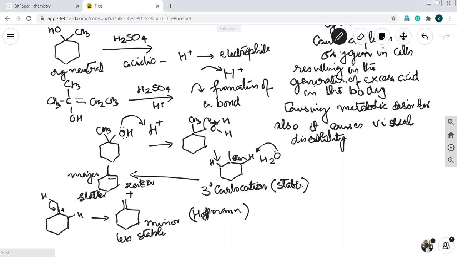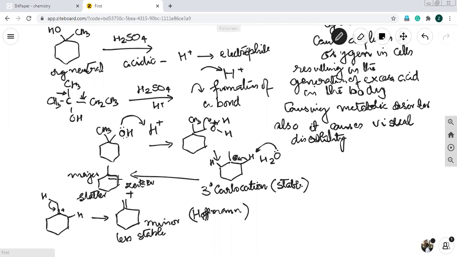You can form the double bond either here at this point, or you can form the double bond here at this point. The formation of the double bond here is the Zaitsev product, and this is the Hoffman product. How will you distinguish between Zaitsev and Hoffman product? Zaitsev product is the more substituted product.